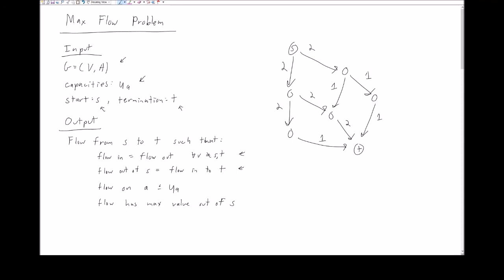There's also a capacity constraint. For every arc A, we can have a flow on that arc of at most U of A. Finally, we're interested in the flow that satisfies all these constraints that has a maximum value, and we're going to denote the value of a flow as the value of the flow out of S.